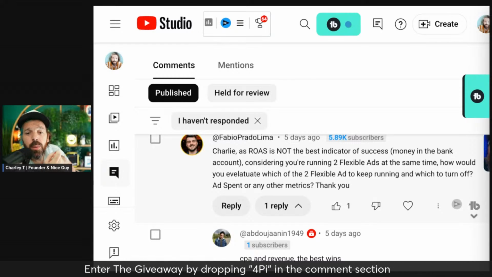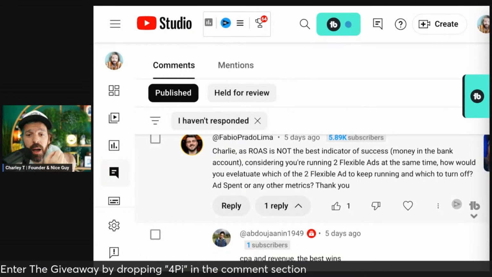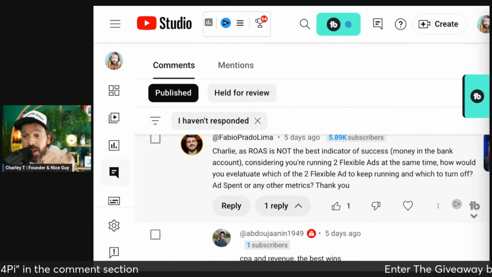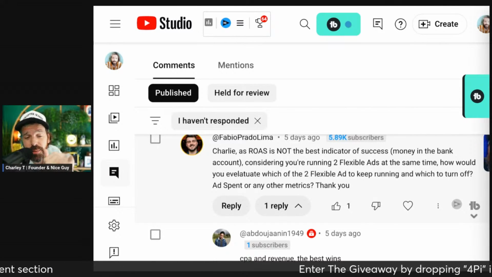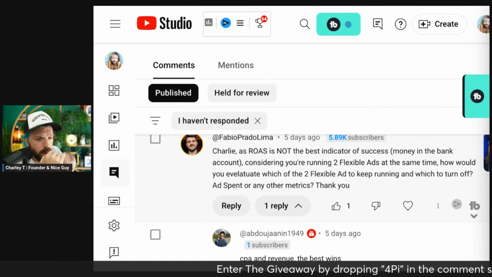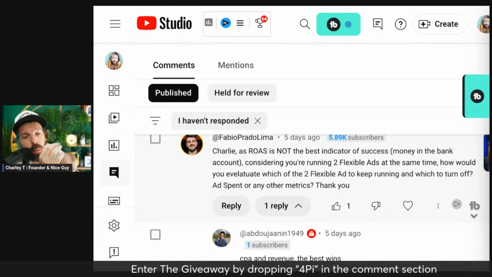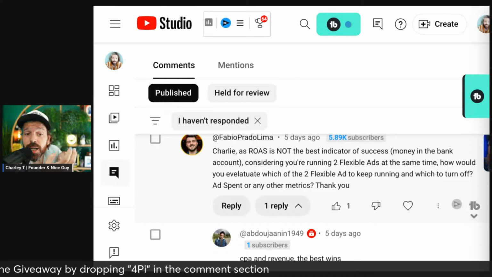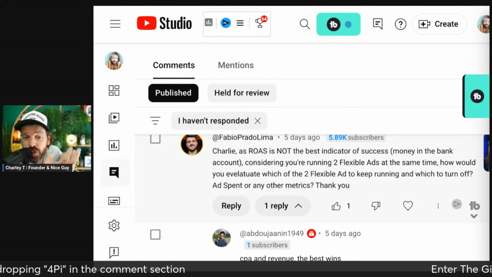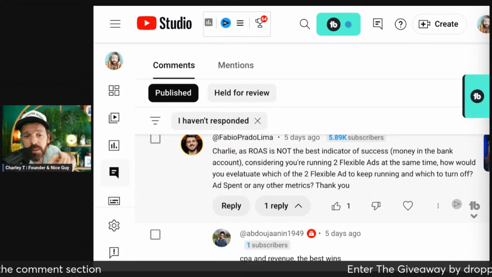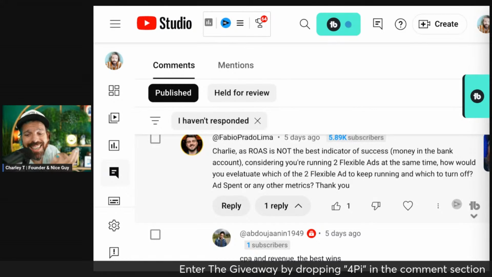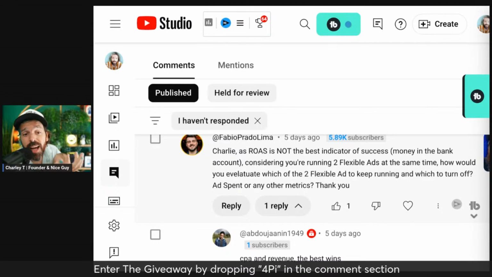Now, when it says, how can we evaluate these flexible ads to keep them running, which one to turn off? Well, that's 4PI analysis, and we're about to dive into that here in just a minute. What we need to understand is, if an ad is a prospecting ad, it has a job to do. If it's a mid-funnel ad, it has a job to do. If it's a retargeting ad, it has a job to do. That ad might not look good, but its job might be very much to not look good.